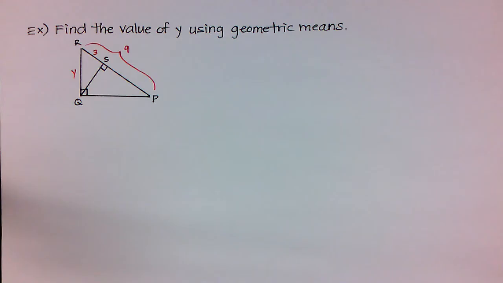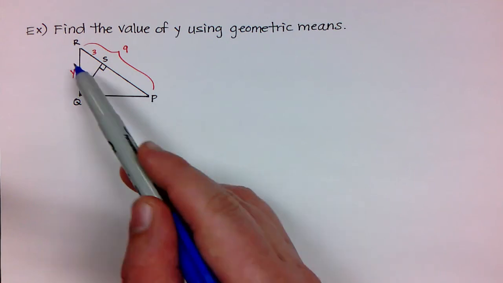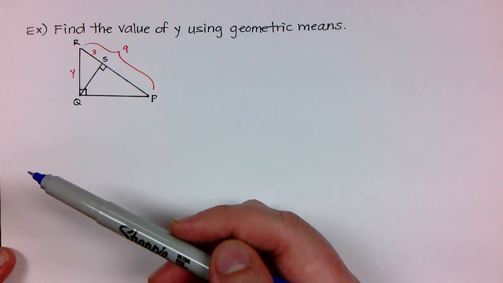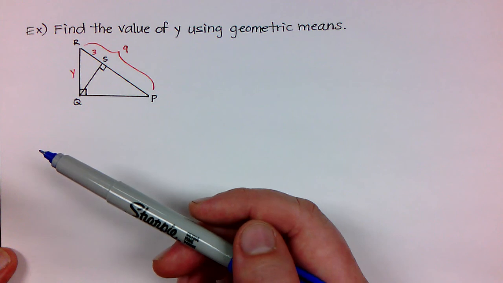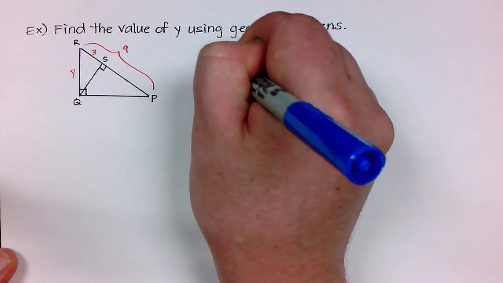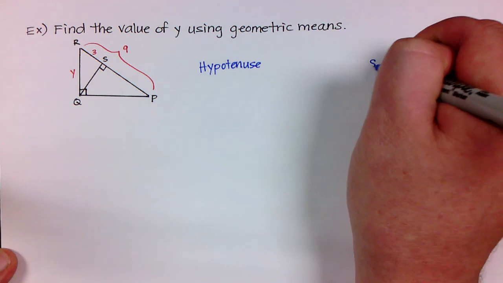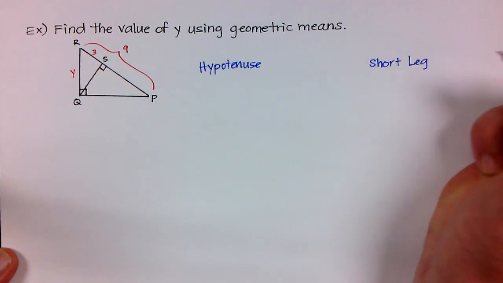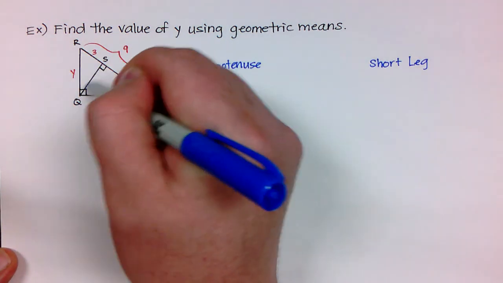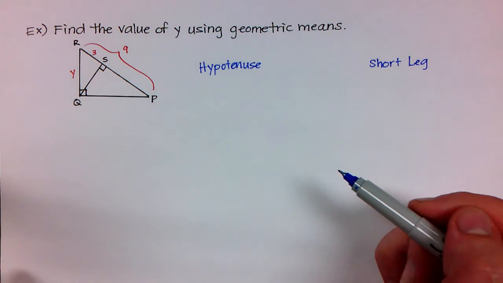We're going to end with this example right here. Find the value of y using geometric means. Okay, so what I'm looking for is to figure out what y is. And since I only have three things labeled, which one of the geometric means would I be able to use for the ratio? Well, it was the one that was comparing the hypotenuse and the short leg. Okay, so I'm going to write that down. Hypotenuse compared to the short leg. Because looking in this big triangle, I have the hypotenuse and the short leg, and looking at this small triangle, I also have the hypotenuse and the short leg. So that's what you're going to compare.